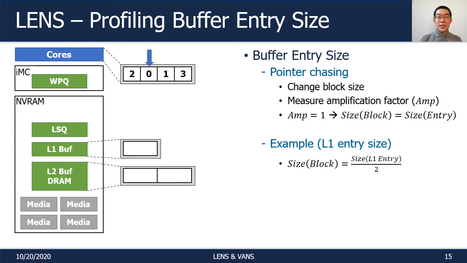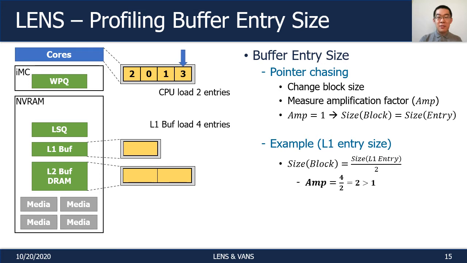The corresponding entry is loaded into the L1 buffer and sequentially sent to the CPU cores. Then the second, the third, and the fourth block. In this test, the CPU accessed all 4 blocks, which is 2 L1 entries in size. But the L1 buffer actually loads 4 entries, and this leads to an amplification factor of 2.